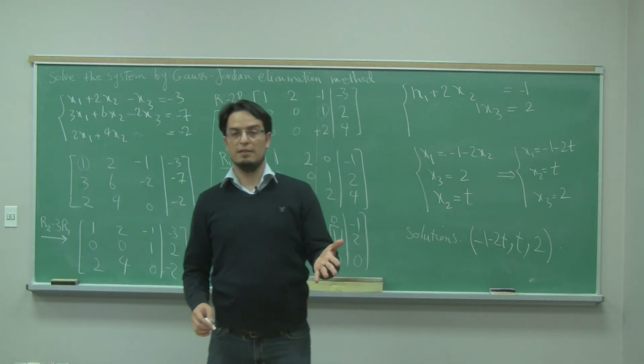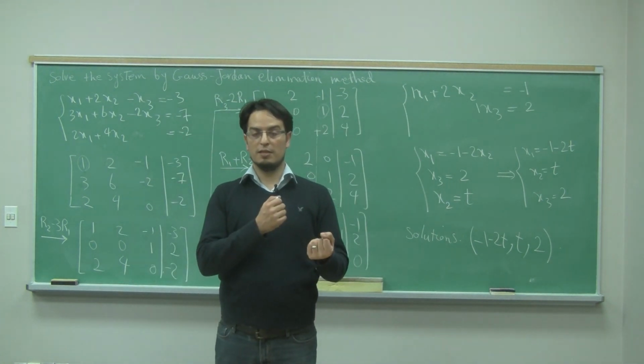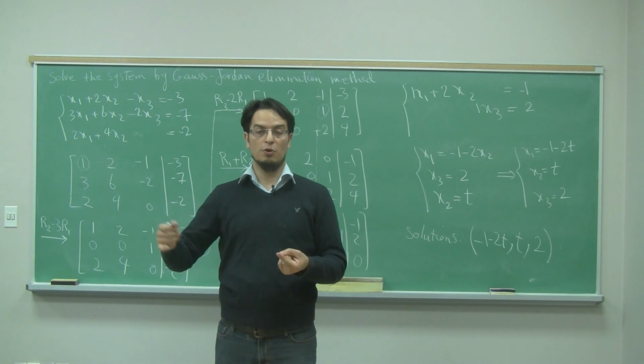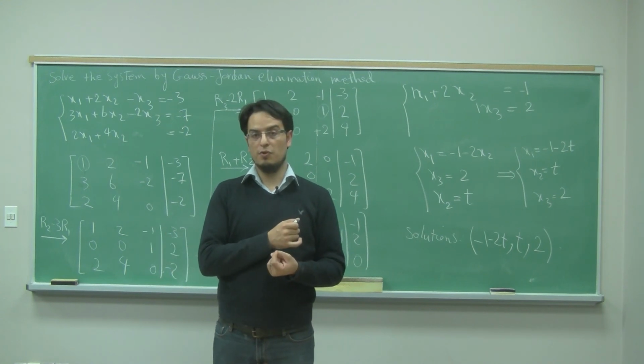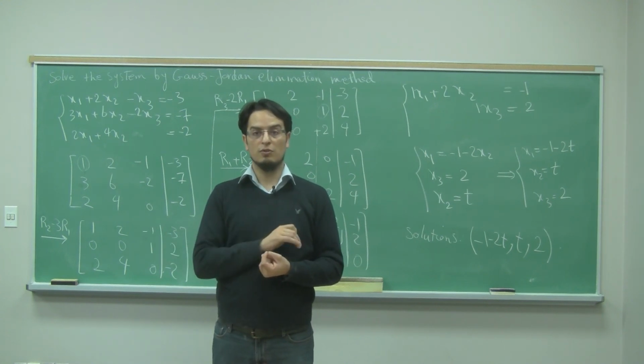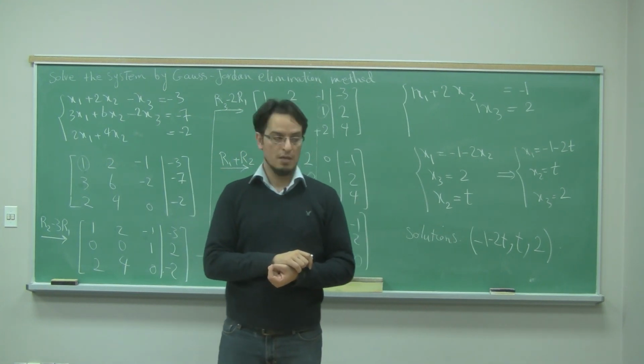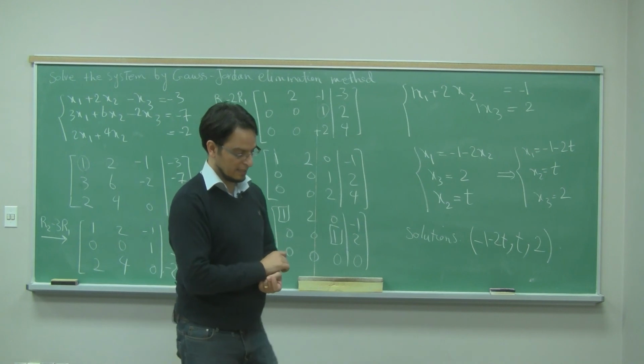Steps for the Gauss-Jordan elimination method: check the system is in the standard form, write the augmented matrix, row reduce to echelon form, change back to equation form, and solve the equations for the leading variables. And this is an example of that.